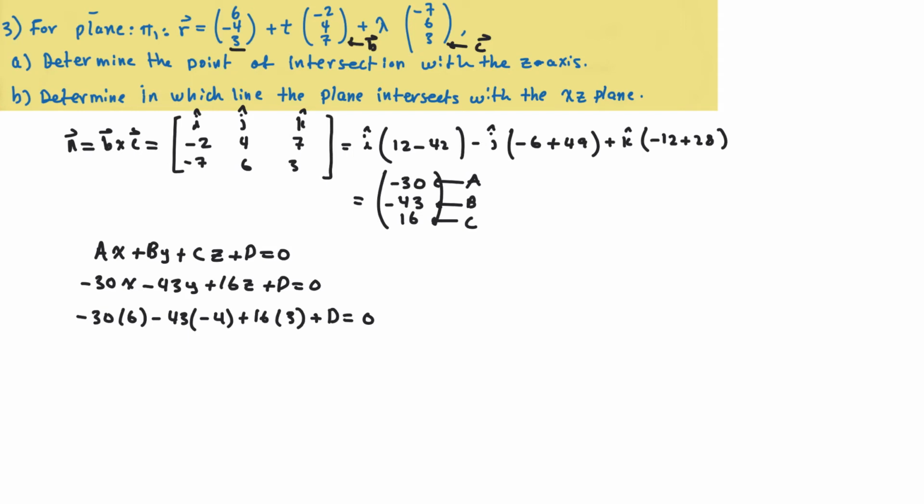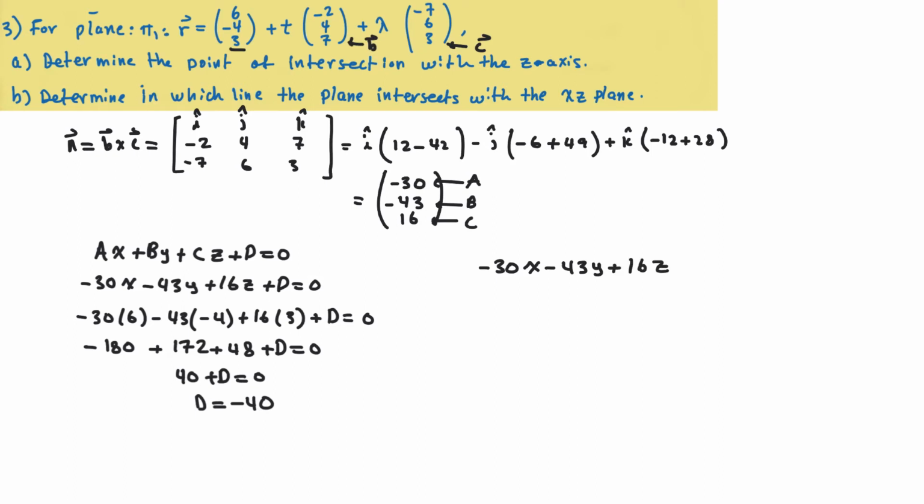Now I will get negative 180 plus 172 plus 48 plus d is equal to 0. That is 40 plus d is equal to 0. That means d is equal to negative 40. And that means the Cartesian form of my equation is negative 30x minus 43y plus 16z minus 40 is equal to 0.